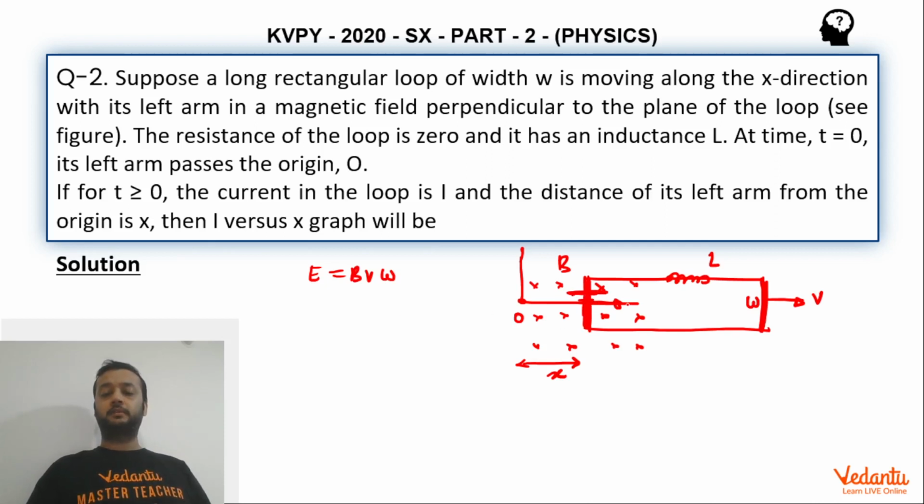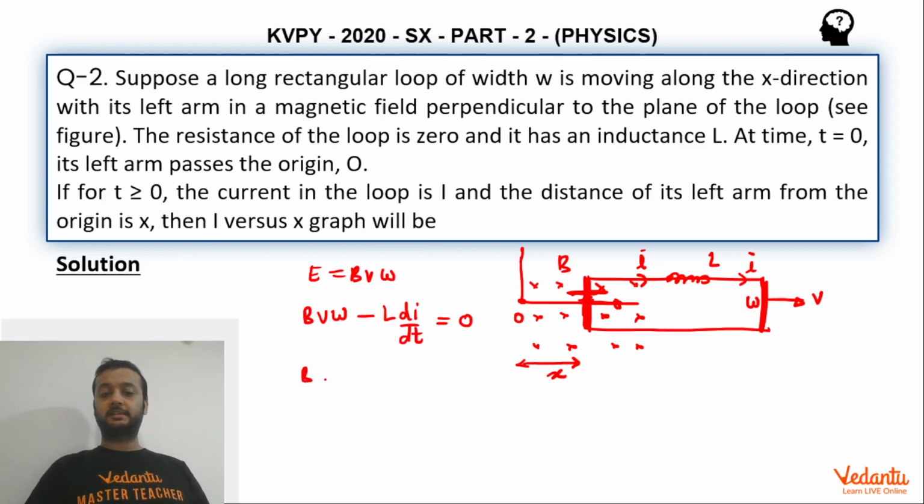Now current I will flow in this direction because this is the type of polarity. So current I will flow in the clockwise direction. So if you apply Kirchhoff's law equation on this circuit, let's start from here. BVL rise, BVW rise. And if you cross an inductor, we will have a drop of LdI by dt. Whenever you cross an inductor, the potential drops by a value of LdI by dt. So this will be the equation of Kirchhoff's law.